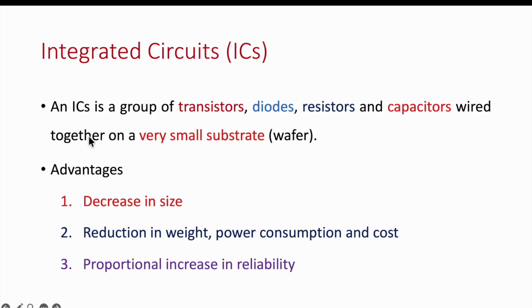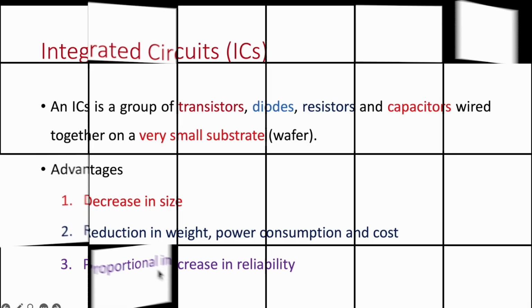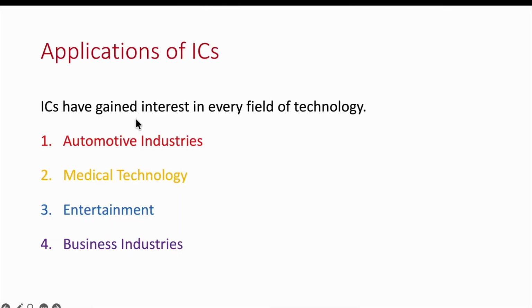And what are integrated circuits? An IC is a group of transistors, diodes, resistors and capacitors wired together on a very small substrate, which is usually called a wafer. And what are its advantages? It decreases size, weight, power consumption and cost as well. The other thing is that it increases reliability by a certain proportion. And we have many applications of ICs.